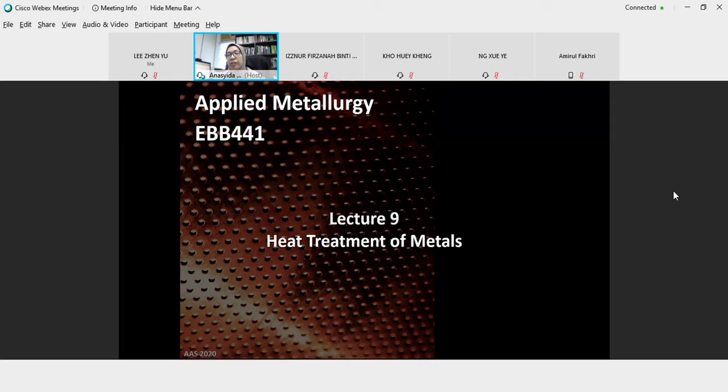Spheroidizing is almost similar to annealing, but they prolong the soaking time. Normally they will not heat above A1, which is the austenite region for the full annealing concept, but they will heat below A1. What happens here is the lamellar structure of cementite changes to become a spheroid structure. So that's how they call this process spheroidizing. This tends to make the material ductile for easy machining.